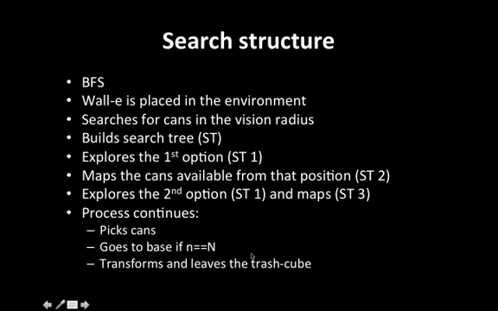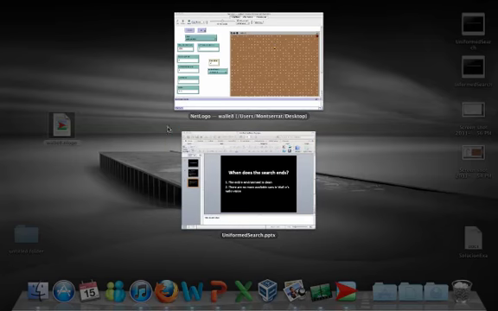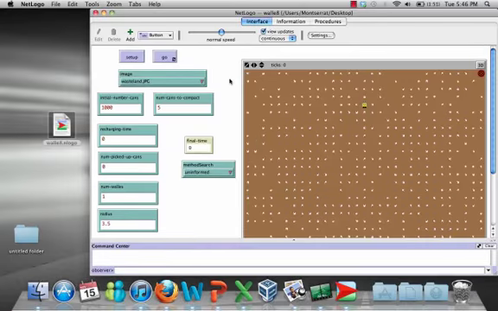When the number of cans equals the number of cans needed to build a trash cube, Wally goes to the base, converts those cans into a trash cube, deposits the cube, and then returns to continue on its search. When does the search end? Well, when the entire environment is clean or when there are no more available cans in Wally's vision radius. Once everything is clear, now let's run our uninformed search.